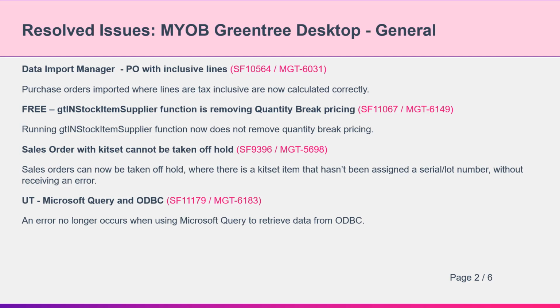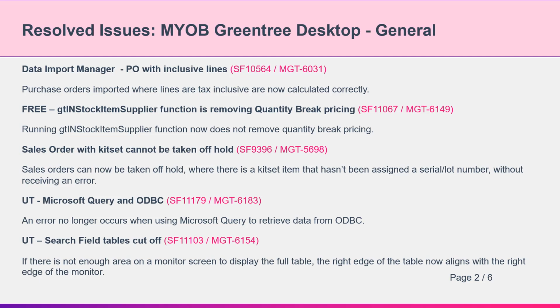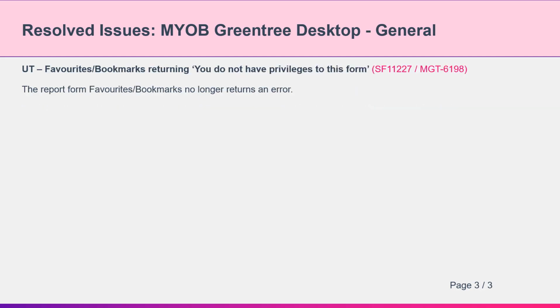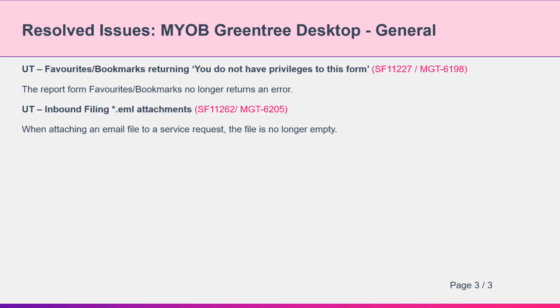An error no longer occurs when using Microsoft Query to retrieve data from ODBC. And if there is not enough area on a monitor screen to display the full table, the right edge of the table now aligns with the right edge of the monitor. The report form Favorites bookmarks no longer returns an error. When attaching an email file to a service request, the file is no longer empty.